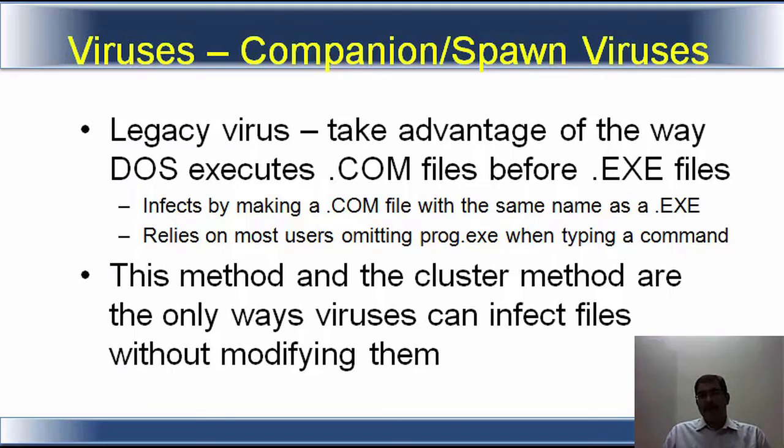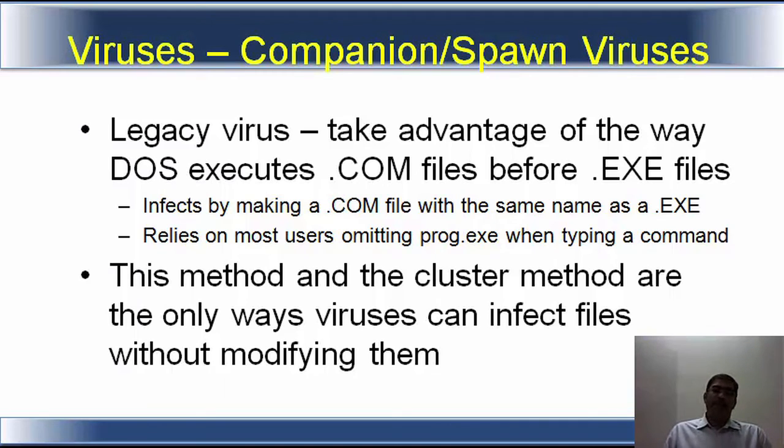Then you have the companion viruses or spawn viruses. It's a legacy virus. It takes advantage of the way that DOS executes .com files before .exe files. What basically happens is the companion virus infects by making a COM file with the same name as an EXE. Now, xyz.com instead of xyz.exe.